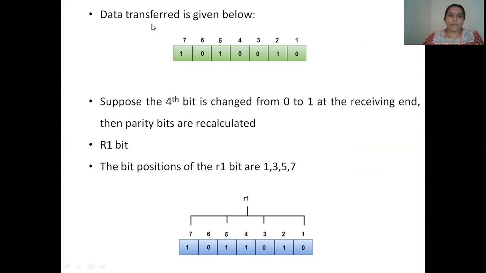Therefore, we append the 3 calculated bits R1, R2, R4 in their corresponding positions along with the data bits, and the data to be transmitted on the channel will be 1, 0, 1, 0, 0, 1, 0. Now, after transmission, suppose the 4th bit in this transmitted data changes from 0 to 1 at the receiving end. So let us see how the receiver would be capable of detecting and correcting this particular error.